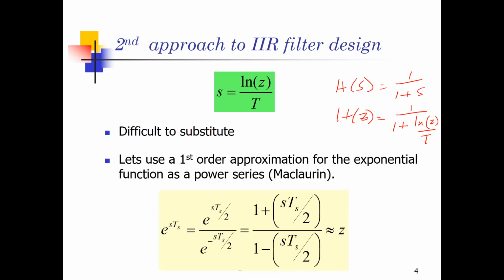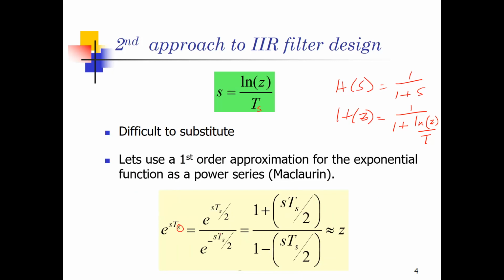And e to the sts, put in the s here deliberately now, because remember, we have to have the sampling period. So correctly, this should be s here. E to the sts, we express it as the ratio of two e's, e to the sts over 2 and e to the minus sts over 2.